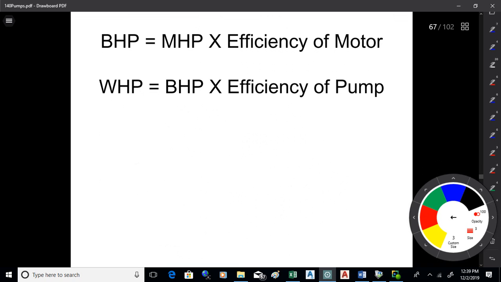So the brake horsepower is the motor horsepower times the efficiency of the motor. I'm on page 144. And the water horsepower is the brake horsepower times the efficiency of the pump. So the deal on this is every step of the way, we're losing some of our power because those mechanical devices just aren't perfectly efficient.